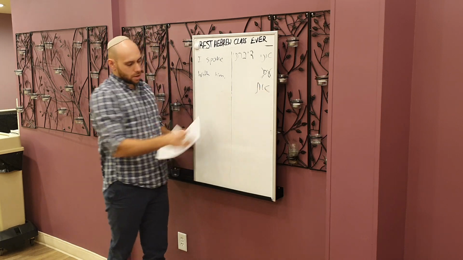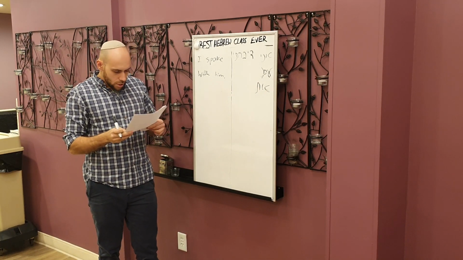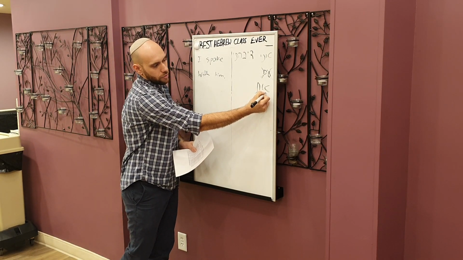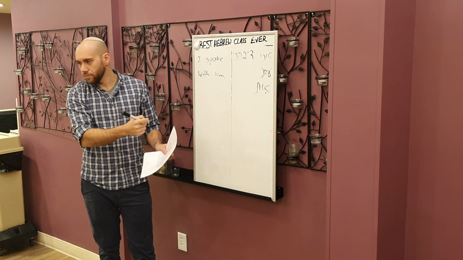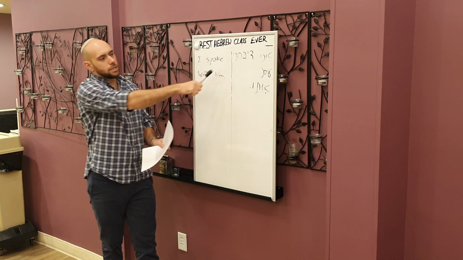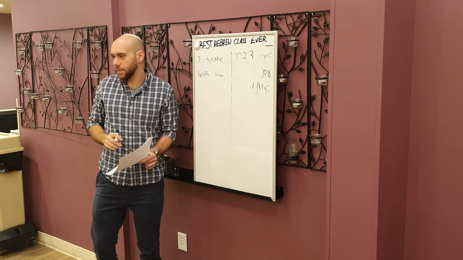Right, et. And with the endings, it would become, and it's not et, it's eat. It's a form of et which is pronounced eat. It becomes ito. Okay? Ani dibarti ito. That's how you would say that.